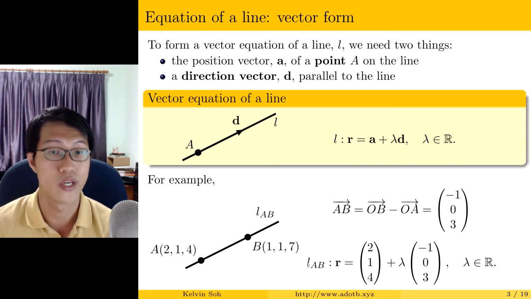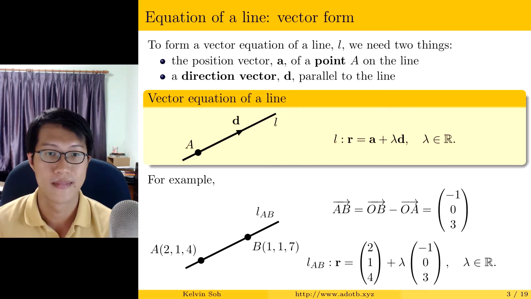So to form the equation of line AB, we have R equals a point. We can use any point. So we can use this point A, we can use this point B, or any other point. So we decided to go with point A here. So R equals 2, 1, 4 plus lambda of the direction vector minus 1, 0, 3. So take note that the point and the direction vector is a bit different in our vector equation of the line.